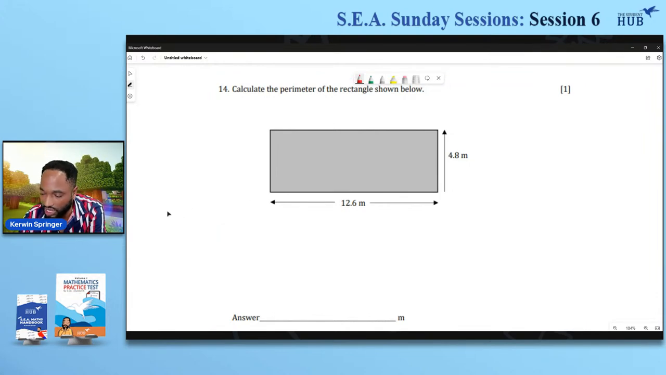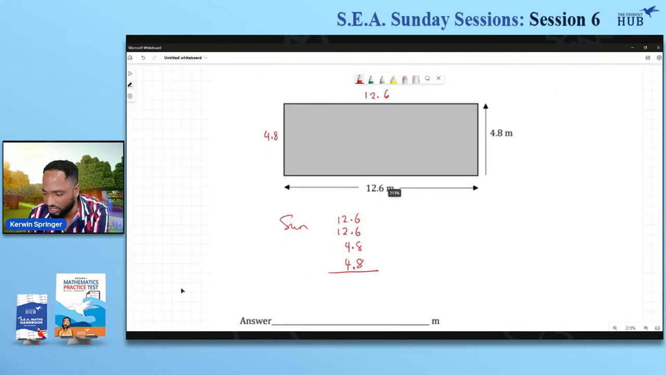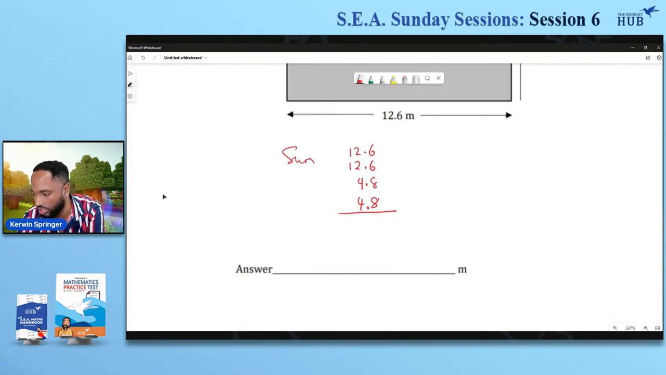So to calculate the perimeter of the rectangle, we'll have to realize that we have two pairs of equal sides. So I can just straight up add up all these sides. The sum of all these sides is going to be 12.6 by 2 plus 4.8 by 2. Or I can add it up all together like this. And everyone is saying that my answer should be 38.4. So we're going a little slow today. We're going a little slower than usual.